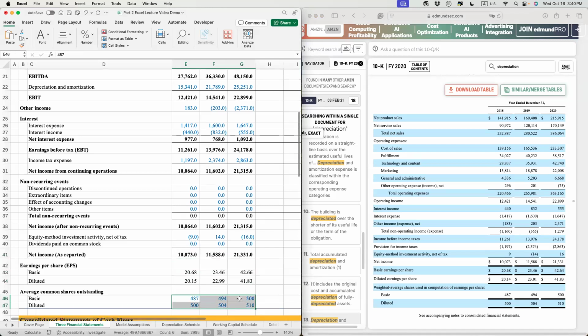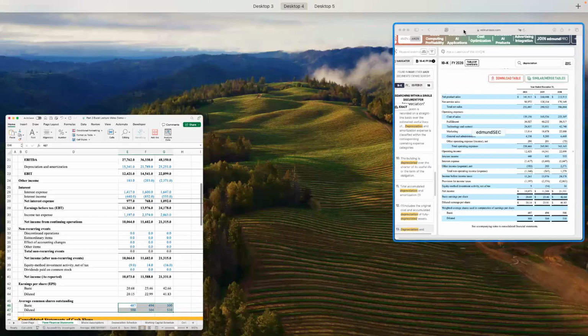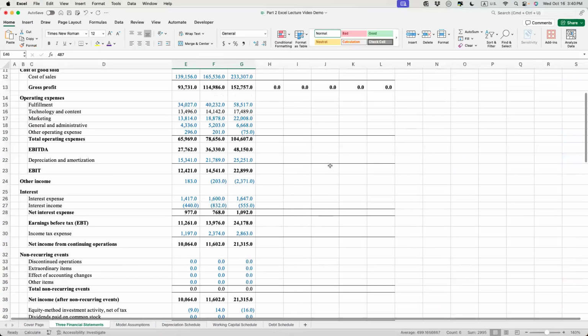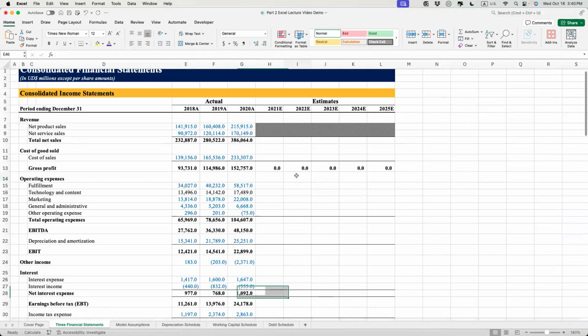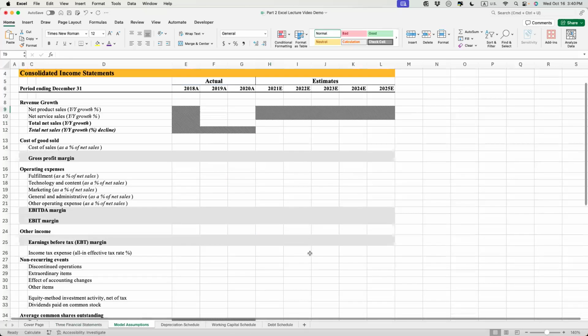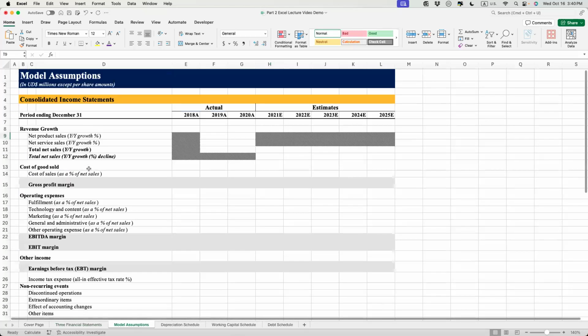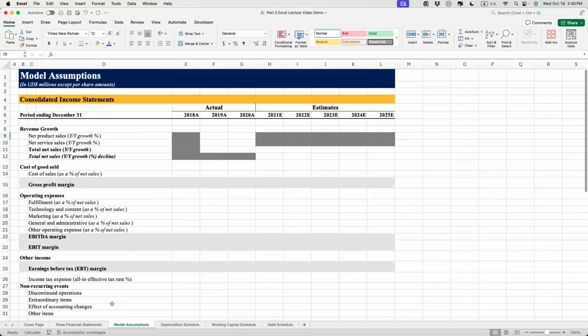Okay, so this completes the historical income statement input. Then I'm just going to expand that, because next, we're going to start projecting the future income statements. I already set up my model assumptions tab here for all three financial statements. Apparently, we're going to focus on the income statement projections for this part of the lecture.